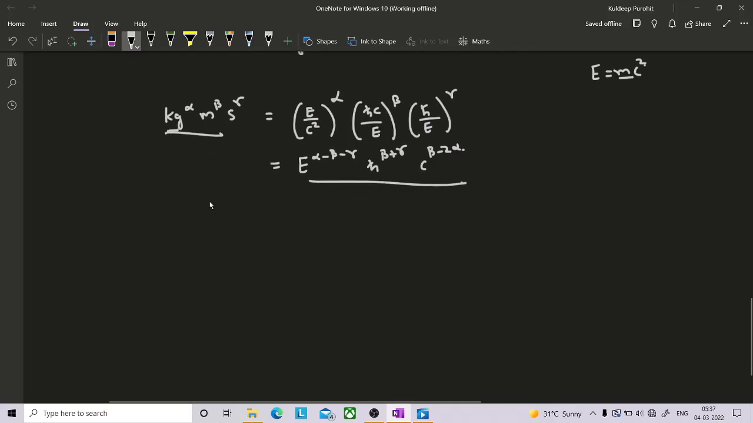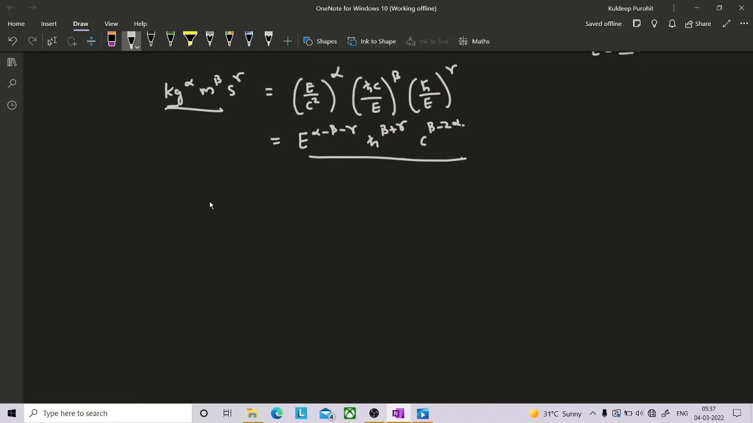Now suppose you want to write this in natural units. What we will do is take h bar is equal to c is equal to 1. So what will happen now? I am only left with E to the power alpha minus beta minus gamma.